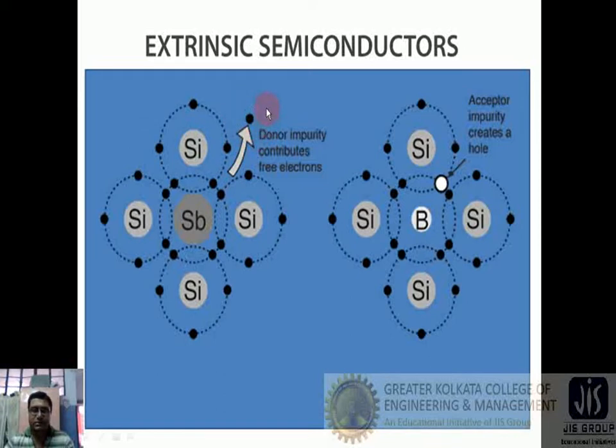how the electron is free by adding pentavalent impurities. We can also see that in adding boron, which has a valency of 3, the 3 electrons are shared with the associated silicon atoms, and there is 1 vacancy, that means a hole is created in the silicon-boron structure.